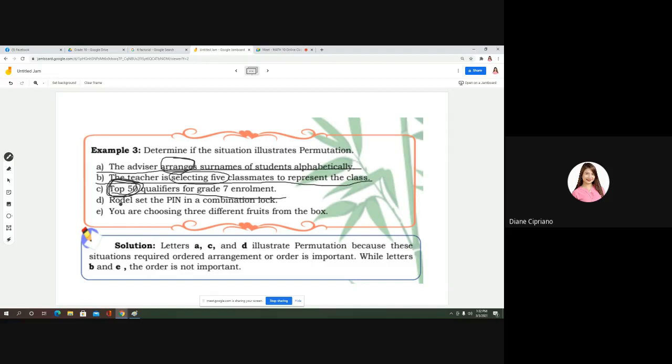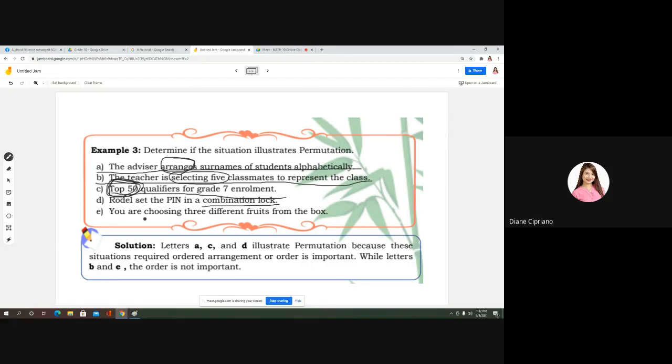How about letter D? Rodel set the pin in a combination lock. Biel. Yes po, ma'am. Yes, very good. Kasi merong pagkakasunod-sunod yung combination lock.